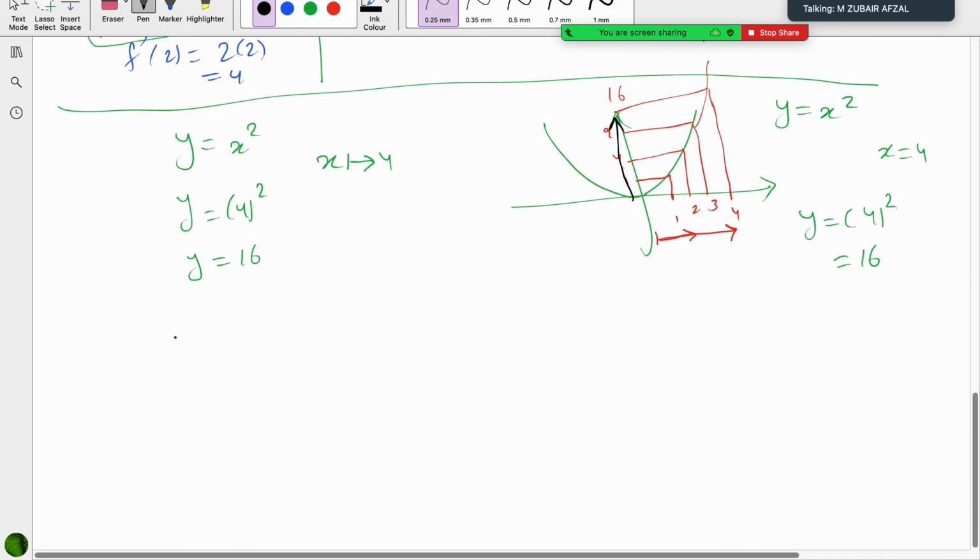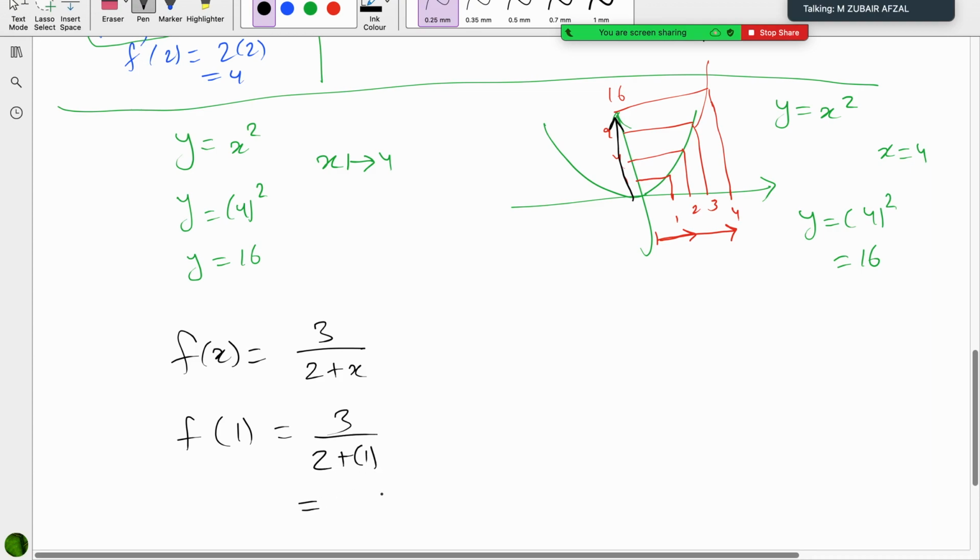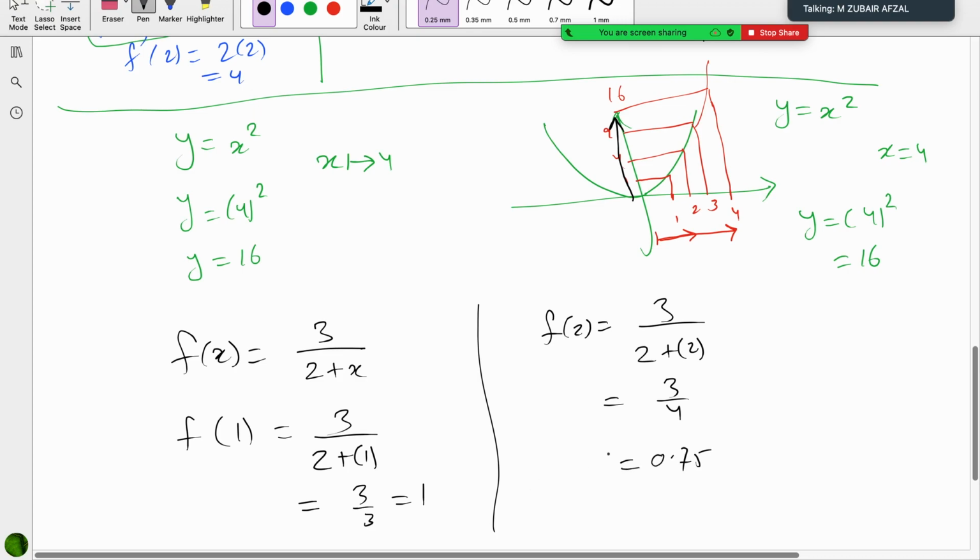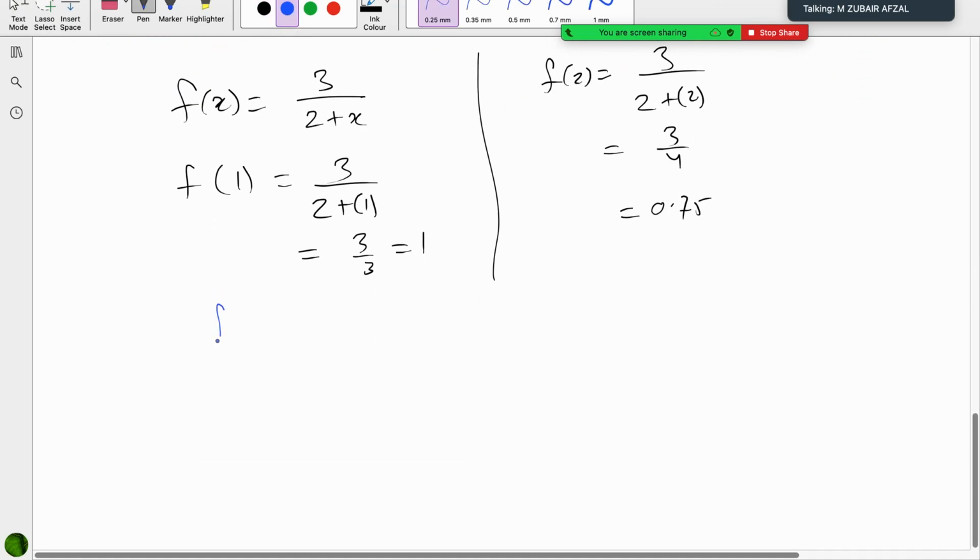For example, if we have a question, f of x is equal to 3 over 2 plus x. Now when the values are discrete, f of 1 is 3 over 2 plus 1, that is 3 by 3, which is equal to 1. So clearly f of 1 is 1. F of 2 is 3 over 2 plus 2, we substitute 2 in place of x, is 3 by 4. That is clearly 0.75. We can say f of 1 is equal to 1, and f of 2 is equal to 0.75 or 3 by 4.